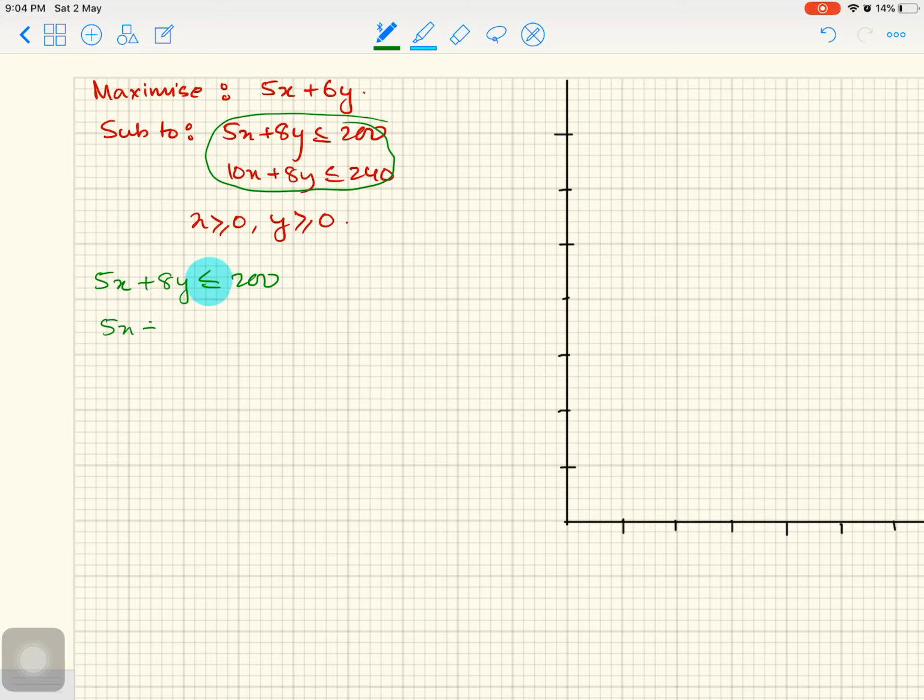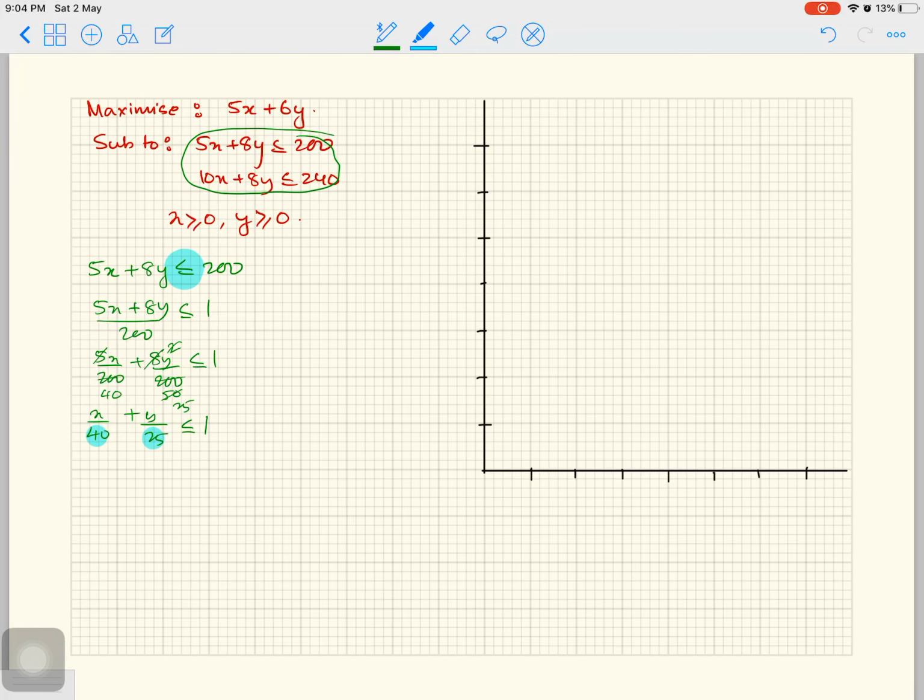So 5x plus 8y divided by 200 is less than or equal to 1. Then 5x by 200 plus 8y by 200 is less than or equal to 1, distributing the 200. That gives me x by 40 plus y by 25 is less than or equal to 1. Let me highlight this. So this is 40 and 25. The x-intercept is 40 and the y-intercept is 25. So let's start to plot.